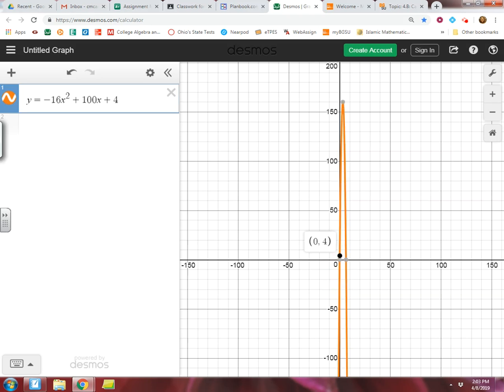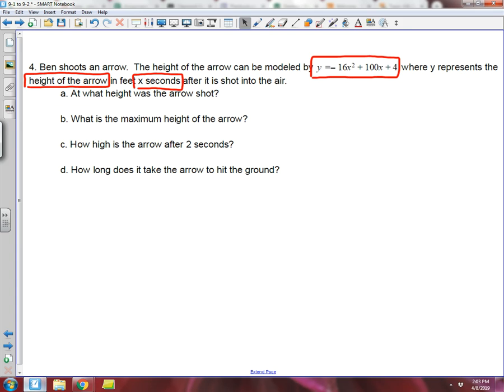Right there. If the x is 0, that means 0 seconds, correct? So at 0 seconds, how high was the arrow? Which would make sense. This is about 4 foot off the ground, isn't it? Okay, so we're going to answer this question. For letter A, at what height was the arrow shot? 4, I believe this is feet, is that correct?